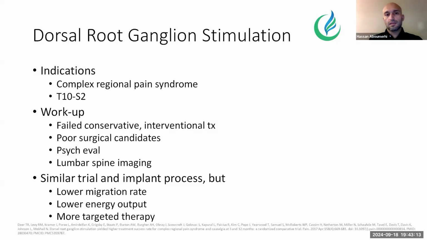When it comes to FDA indications, I basically have a label of complex regional pain syndrome, and those are the levels that are indicated there as well. But the nice thing about it is, compared to SCS, there's a lower migration rate, lower energy output requirements, and you get more targeted therapy, which also means more reproducibility between providers, but also between the trial itself and the actual implant. So it's technically a little bit more challenging, and it takes a little bit more time, but for a lot of patients, it's definitely worth it.